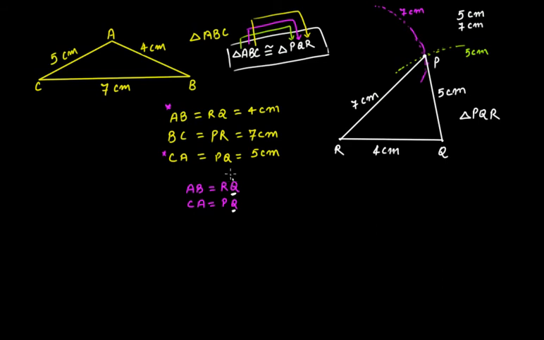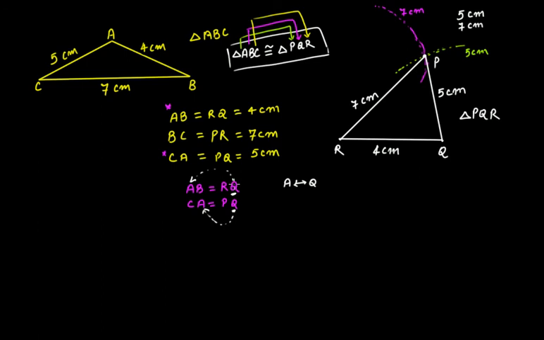What it means? That's why this Q is actually the corresponding vertex of A, right? AB is equal to RQ, CA is equal to PQ. Q is present in both these two situations. It means that Q is actually belonging to A. Therefore, you'll say that A and Q are corresponding vertices.